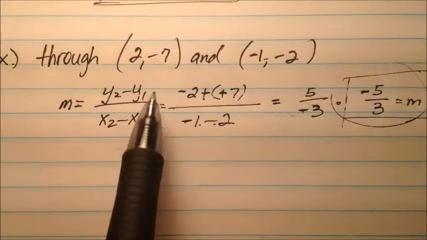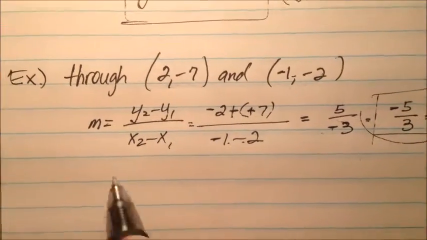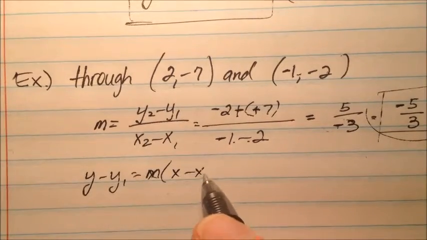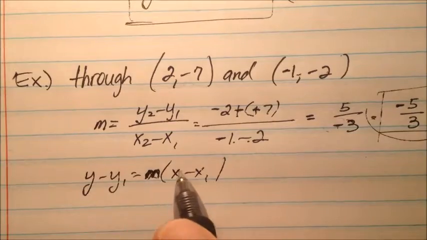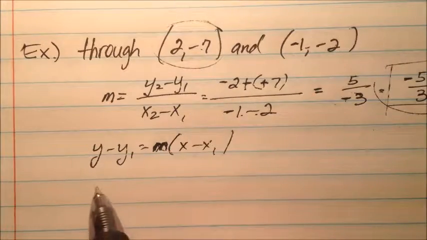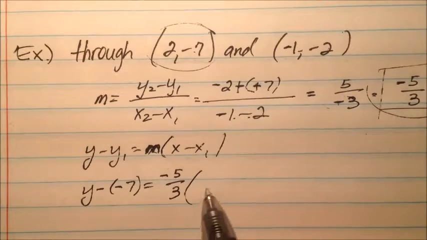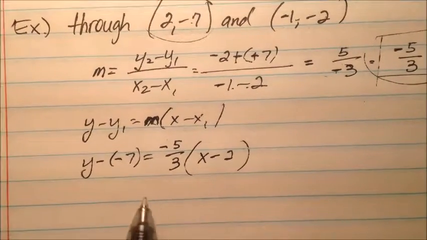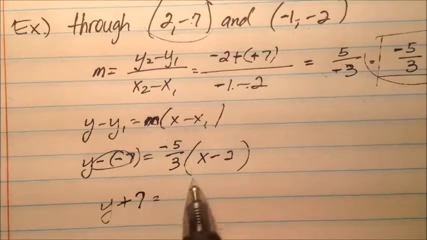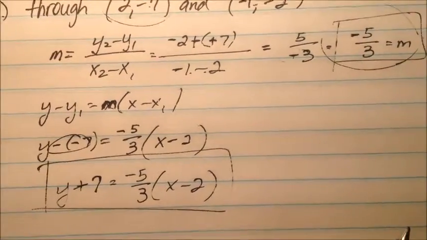I'm going to show point-slope form using both of these independently. So I'll use the first point first. So y minus y1 equals m times the quantity x minus x1. Okay, our first point is (2, -7). So -7 is my y, so y minus a -7 equals my slope, -5/3, and then x minus 2. Again, I can fix this up a little bit. So it'll be y plus 7 equals -5/3 times the quantity x minus 2. So there'll be one of the equations.